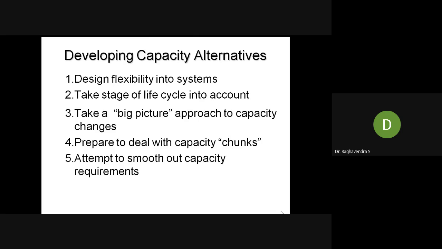First is designing in flexibility. What flexibilities are there? The company has flexibility in making the design, making the product, or releasing the product. That flexibility you should list out. Next, take the stage of life cycle. The life cycle component is very important. If you produce one chair, there should be some product life cycle analysis.